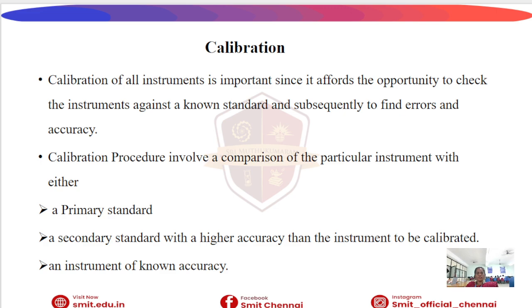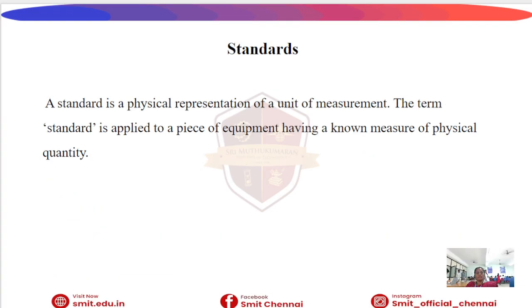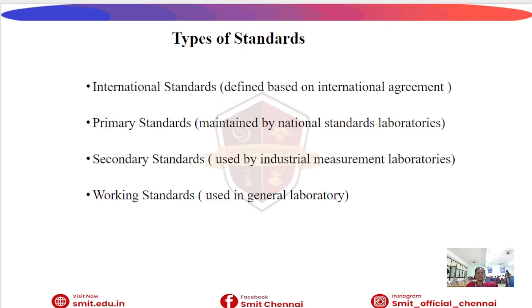Calibration is the process of comparing an instrument with a standard of known accuracy. It helps in detecting errors and improving reliability. A standard is a physical representation of a unit of measurement, such as a standard resistor or standard cell. Standards are classified as international, primary, secondary, and working standards based on their accuracy and usage.